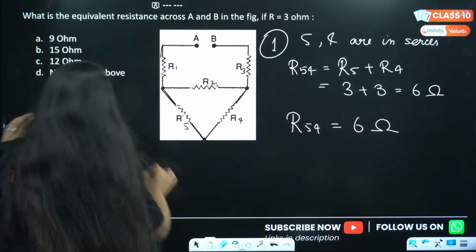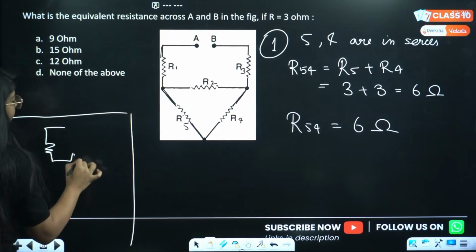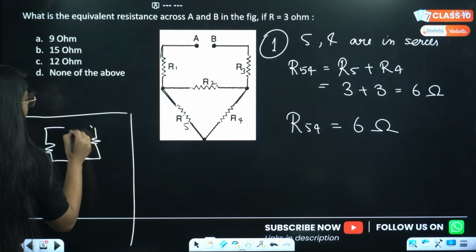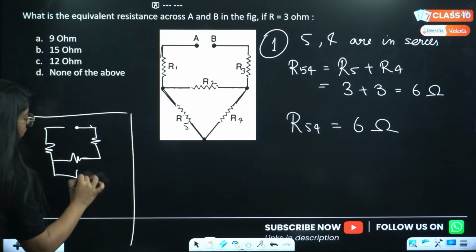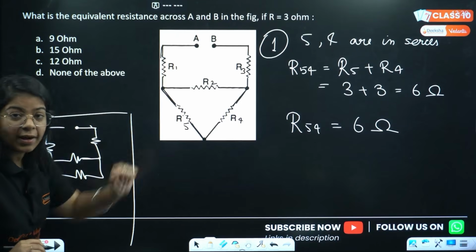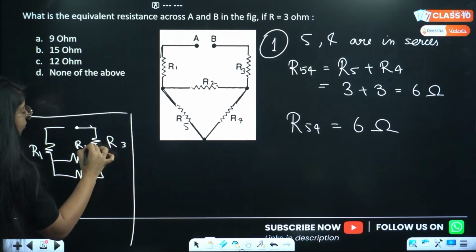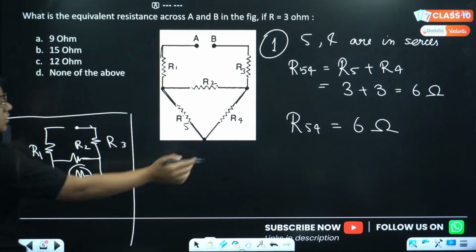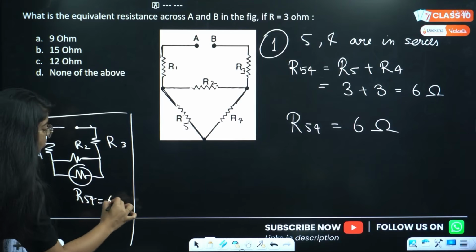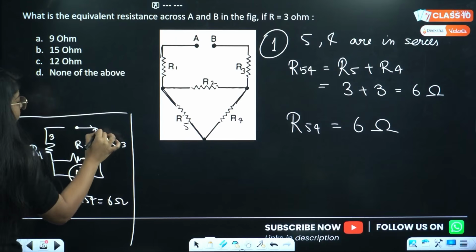Okay, so I sketched a line here. Now what will be the new resistance? You don't have to make them very neatly, just make it with your pencil. Now this is the new resistance, the new combination of resistors, the new diagram. So this is R1, R3, R2, and this one is the new one we found, R5,4, and this is equal to 6 ohm. Right? All these are 3 ohm, 3 ohm, 3 ohm, 3 ohm.